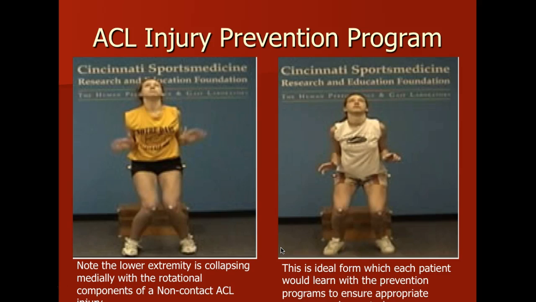So here, for example, is a picture of a before and after. This is a female, what she looked like after landing from, I think this box is about, I don't know, 2 feet or 3 feet. This is what she looks like when she was landing. Before, you can see both knees collapsing medially.